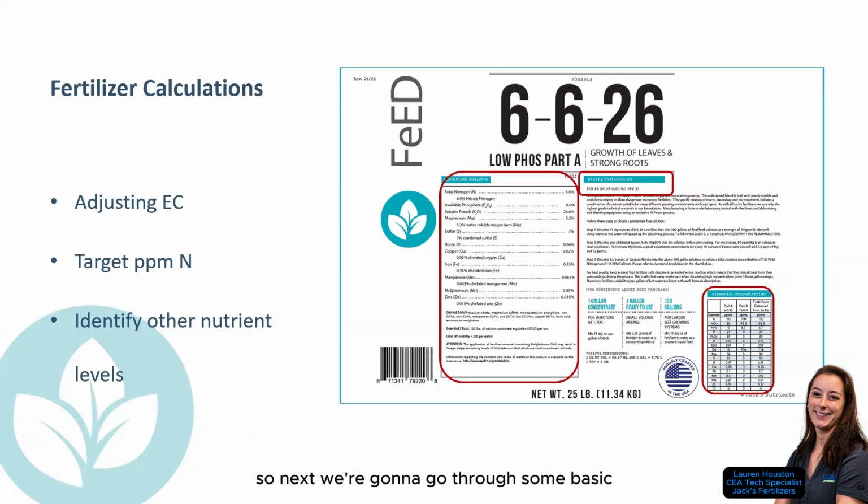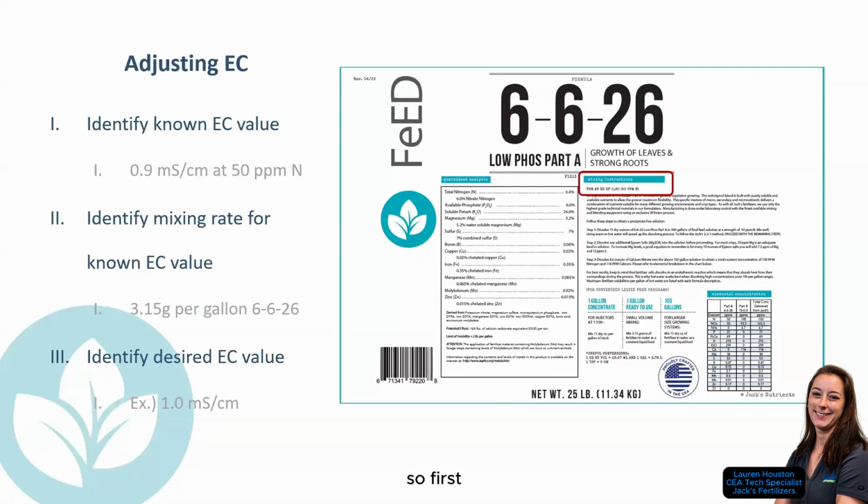So next we're going to go through some basic fertilizer calculations, some things that I've noticed a lot of not just Freight Farmers, but hydroponic farmers in general struggle with, and things that are good to know on a daily basis that are going to help you streamline some things whenever you're mixing in-house. So first we're going to go over how to calculate EC adjustments. All of the information that you're going to need for all of these calculations is right there on our fertilizer label. You just need to know what you're looking for.